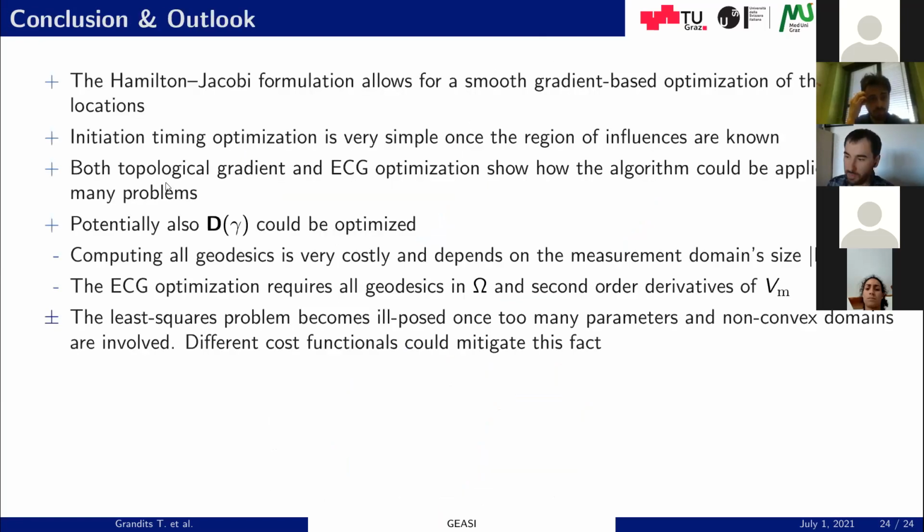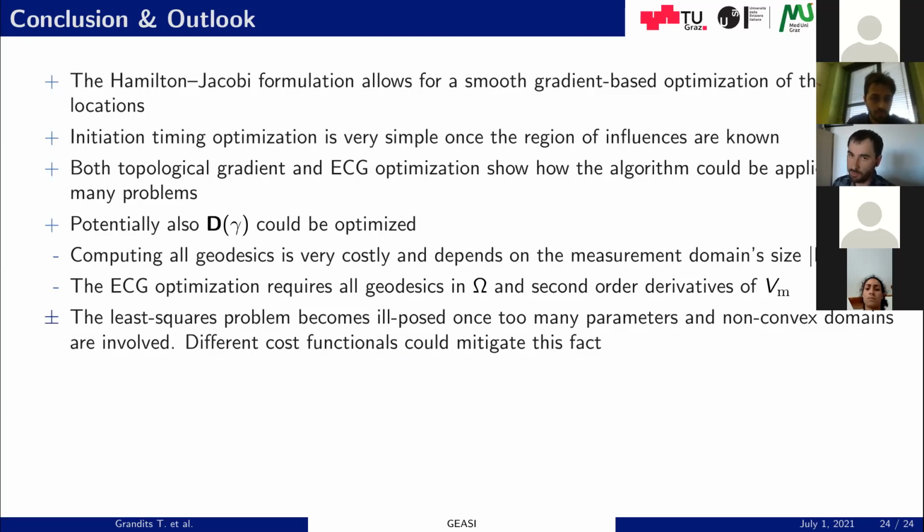So let me conclude my talk by saying the Hamilton-Jacobi formulation really allows for a smooth gradient-based optimization of several instances, several measurements that you can think of. And in comparison to the location optimization, the initiation timing optimization, which was also done at the same time in all of these instances, is really very easy in this framework. And also the topological gradient and the ECG optimization showed that the algorithm could really be applied for a multitude of problems.